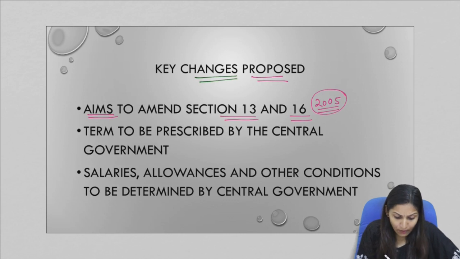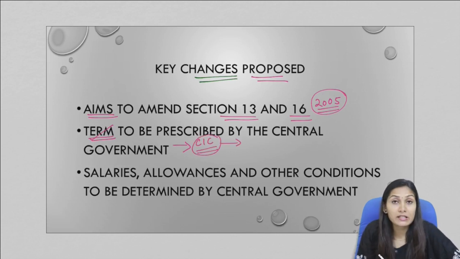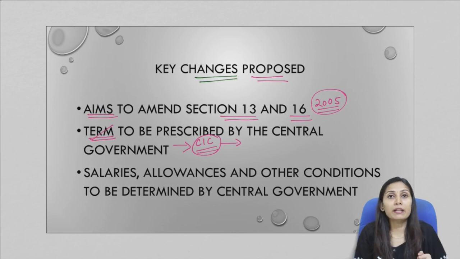Now, if we look at the changes that are brought out in this amendment bill, the first one is regarding the term. The post of CIC, or the Central Information Commission, was created under the Right to Information Act of 2005. The Central Information Commission is the authority at the central level which was created under the RTI Act, and the aim and purpose of the Central Information Commission is to implement the RTI Act at the national level.